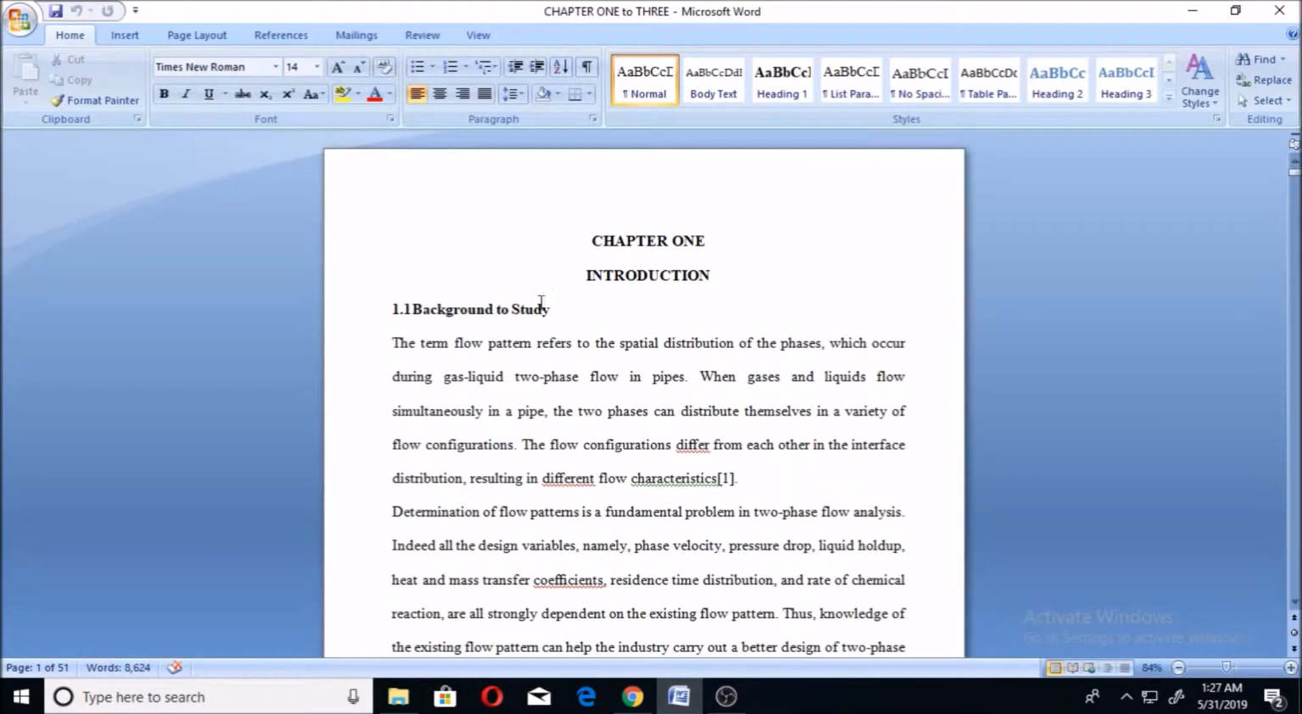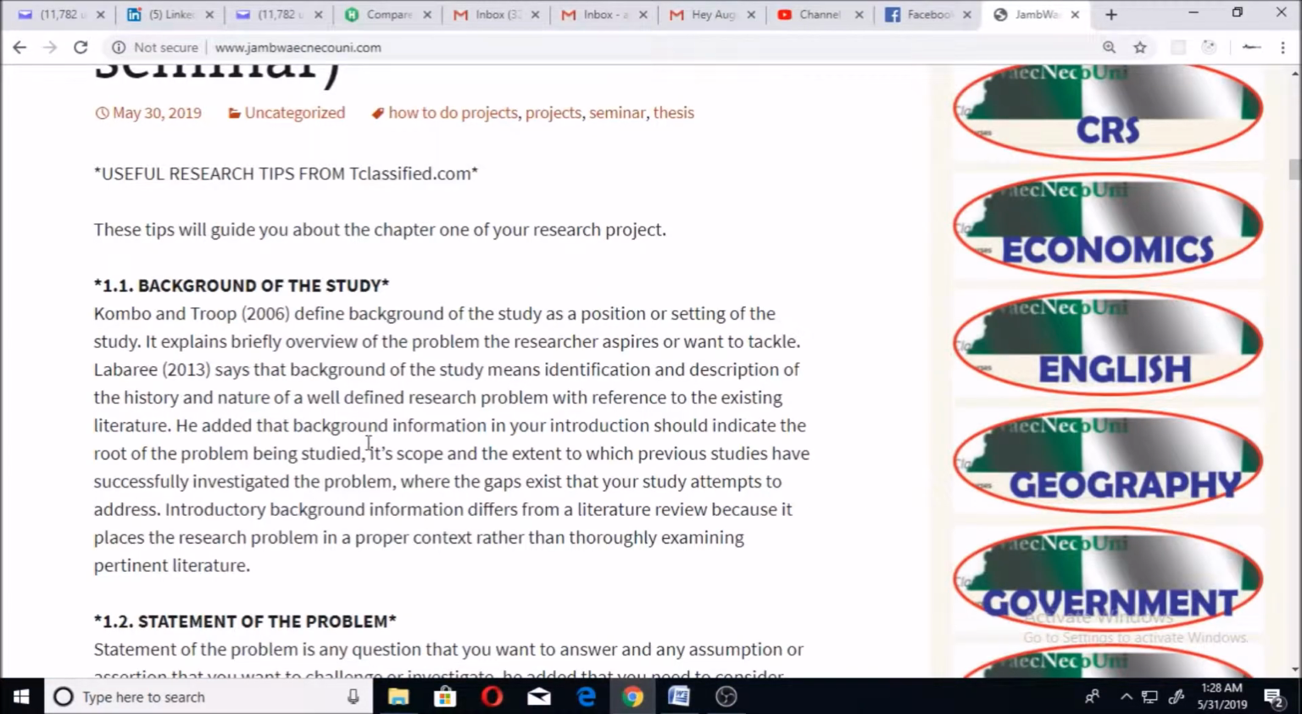That's actually what I did in this background by explaining what flow pattern is, its uses, and how you go about tackling it. So that is what's in this structure on this background of study. Now you have the library in 2013 also says that background of study means identification and description of the history and nature of a well-defined research problem.